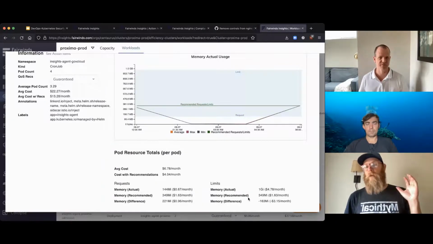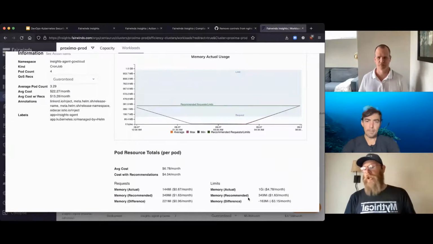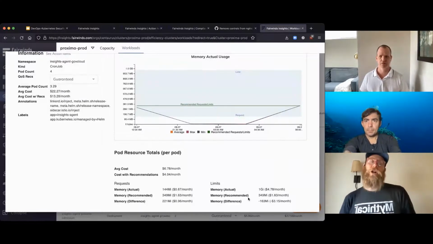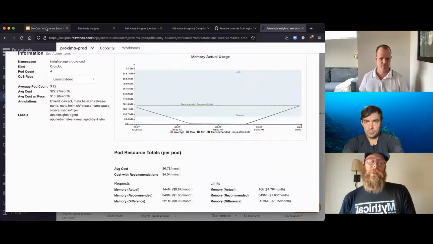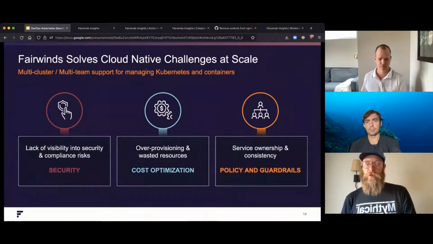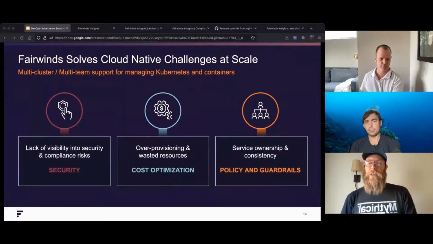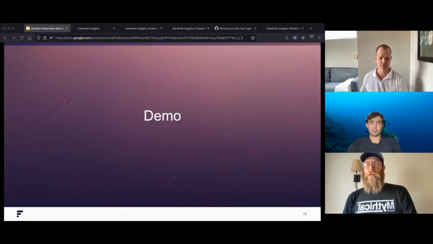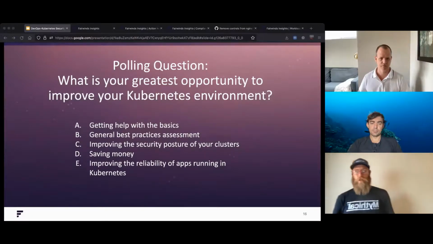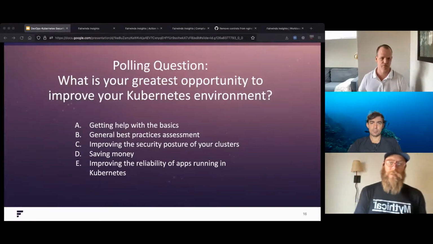So this is how we're enabling your teams, security, cost, et cetera, through policy, build out guardrails with Fairwinds Insights. It's a comprehensive platform that does all of this. There's a lot more here that I'm not showing you, but if you want to get in touch and have somebody walk you through it and talk about how it might be relevant to your organization, we're more than happy to do that. So let's wrap this up, this section, with a poll, and then we'll get to some Q&A if folks have questions.